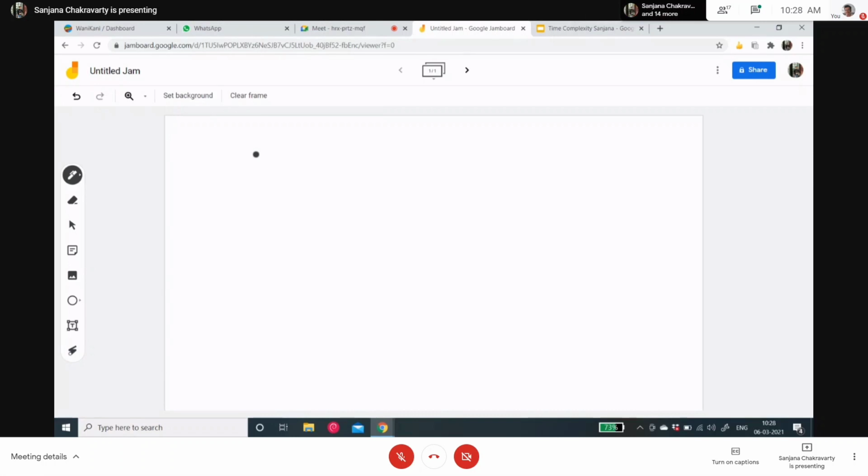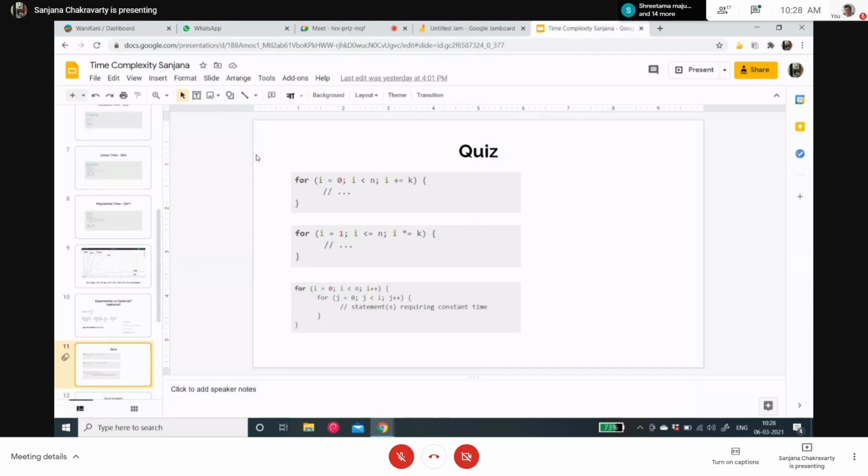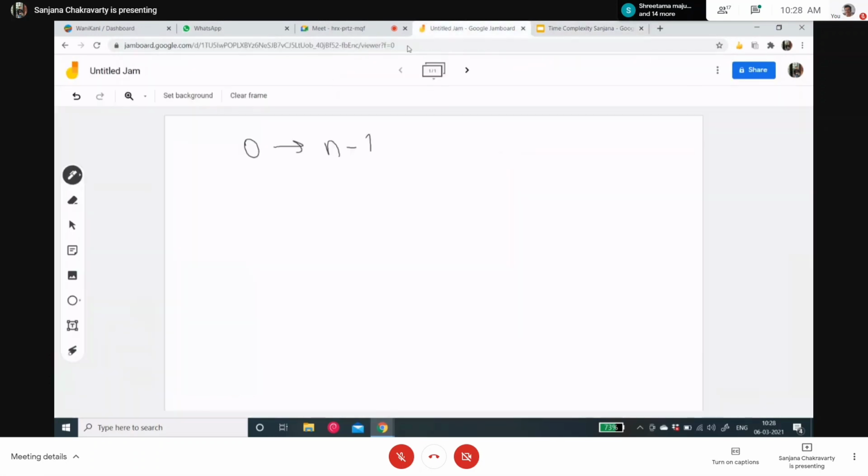So we have i, which is going from 0 till n minus 1. And then you have j, which goes from 0 till i minus 1. Okay? So let's see what's happening in the inner loop. When i is 0, j does not really run because j is supposed to go only up till i minus 1. So it's not really running.